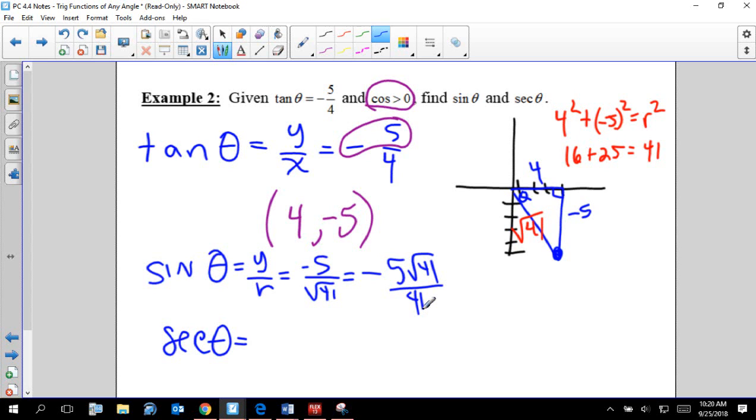Then we find the secant. I don't have secant memorized, but I know that secant is which one flipped? Cosine. So cosine is x over r. That means secant is r over x. So square root 41 over 4. All right?